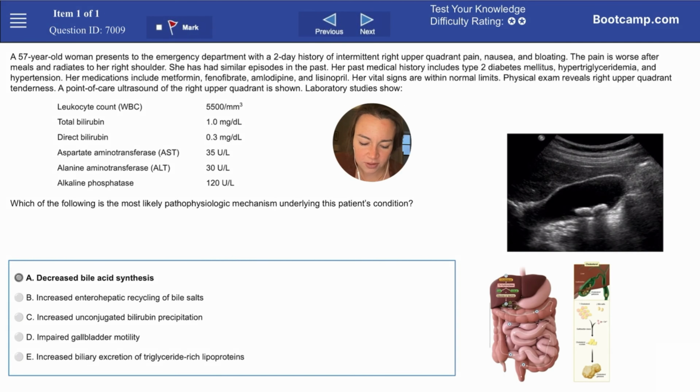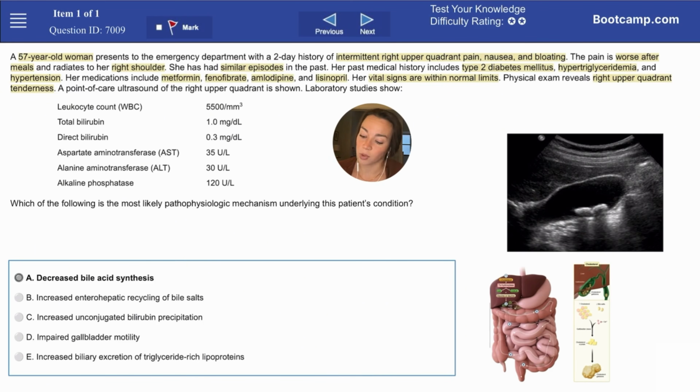So we have a 57-year-old woman who is presenting to the emergency department with a 2-day history of intermittent right upper quadrant pain, nausea, and bloating. The pain is worse after meals and is radiating to her right shoulder, and she's had similar episodes in the past. Her past medical history includes type 2 diabetes, hypertriglyceridemia, and hypertension, for which she is taking metformin, fenofibrate, amlodipine, and lisinopril. Her vital signs are within normal limits, and her physical exam is revealing some right upper quadrant tenderness.